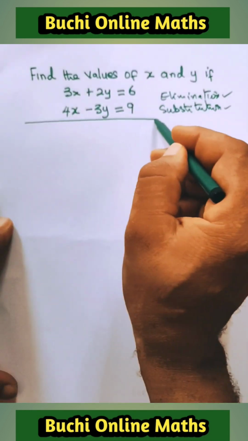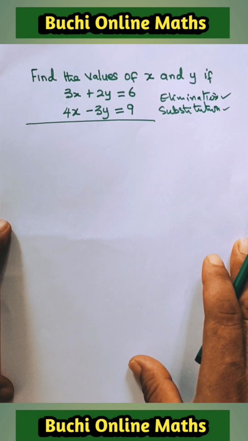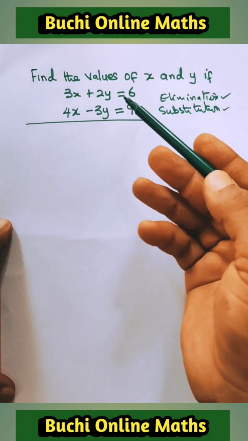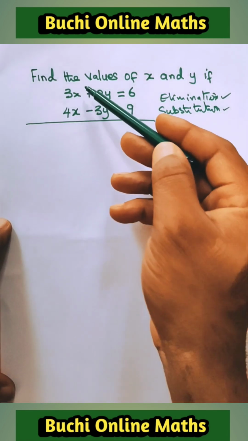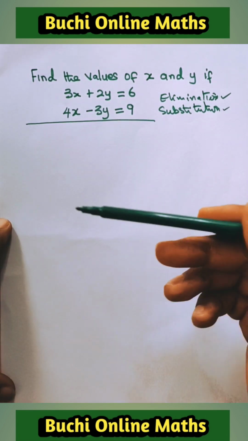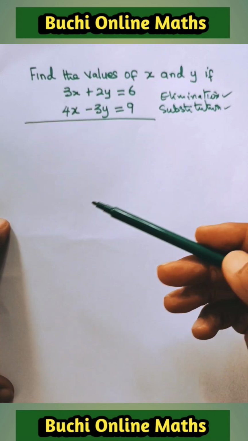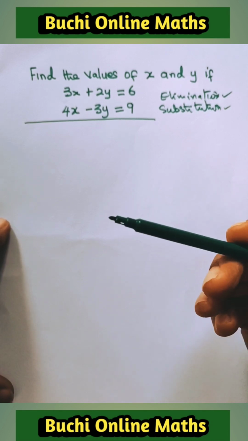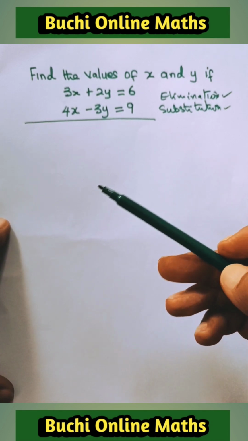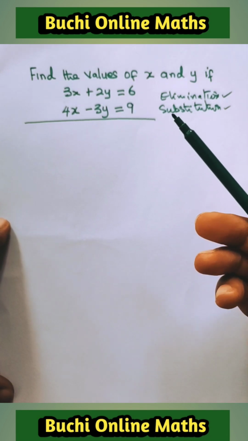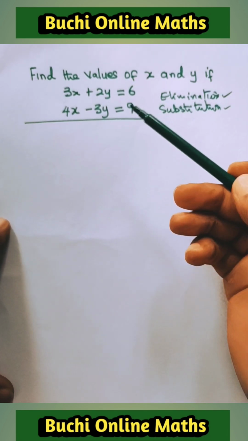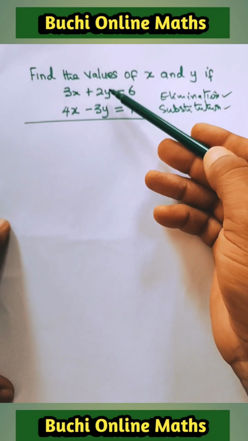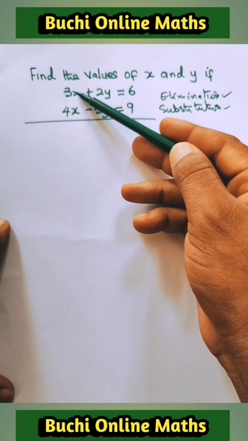Okay, to solve this problem using elimination method, what we need to do is to decide on which of these variables to eliminate. We have x and y. They are called variables. We don't know their values, otherwise we can also call them unknowns. Now decide on which one to eliminate. Assuming we want to eliminate x, that means we are going to get the value of y, and if we eliminate y, we are going to get the value of x.